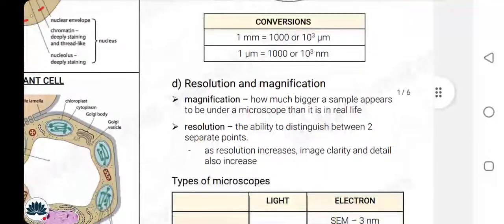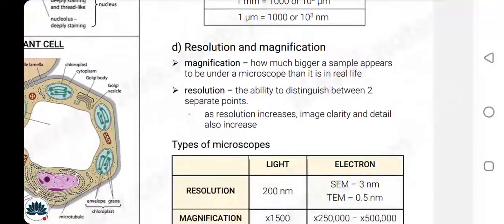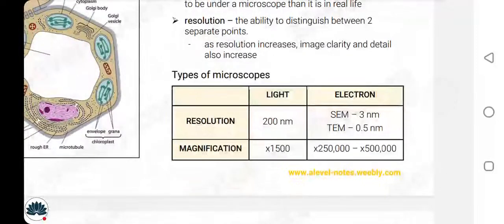All right. Resolution and magnification. Magnification means how much bigger a sample appears under a microscope than it is in real life. And resolution means the ability to distinguish between two separate points. As resolution increases, image clarity and detail also increase. It is the same simple word used in your daily life. All right, so these are the types of microscopes.